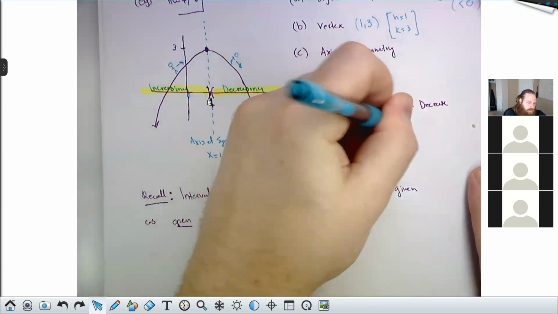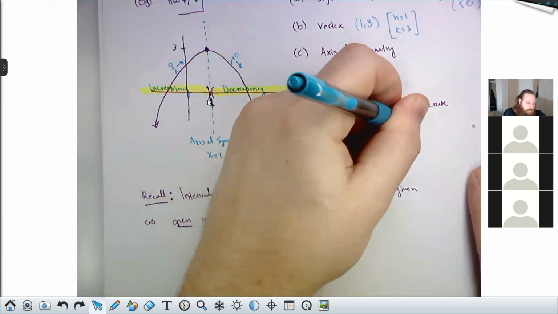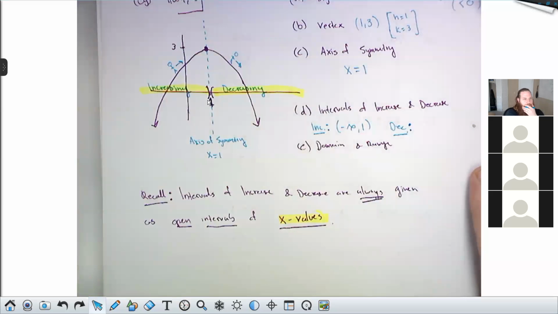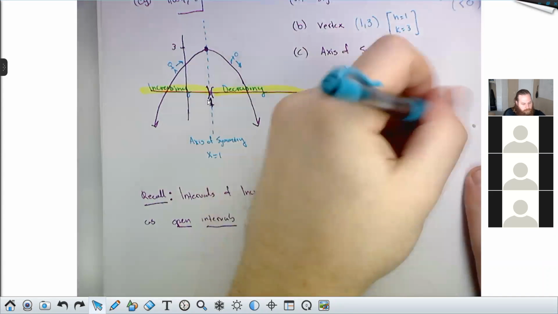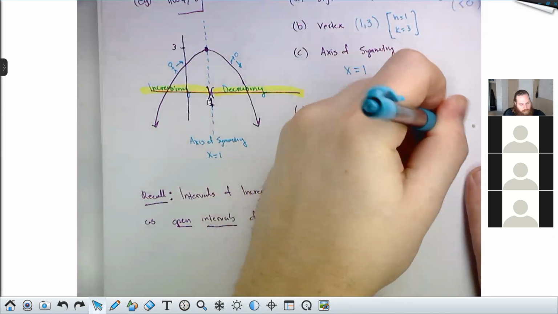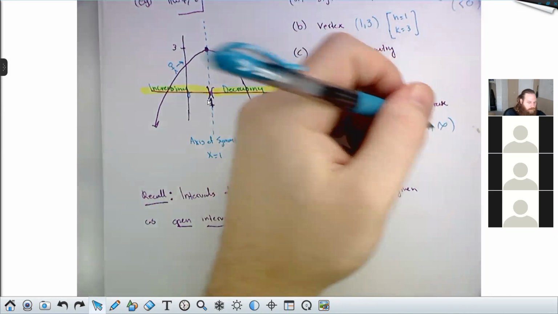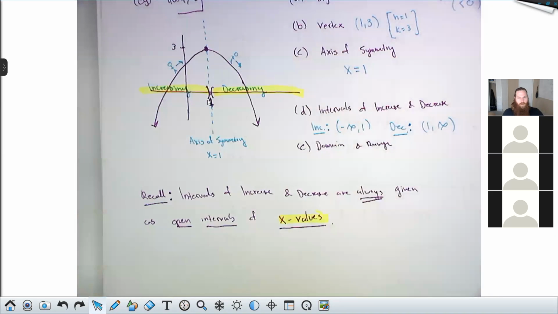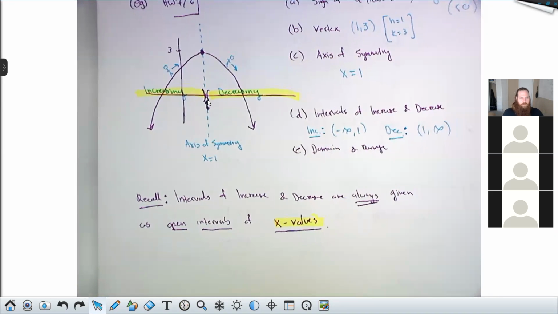And where are we decreasing? Excellent. From 1 to infinity. Any questions on this, the increasing, decreasing stuff? It's very easy to get confused with points and y values. The trick here is, remember, just intervals of x values, open intervals of x values.